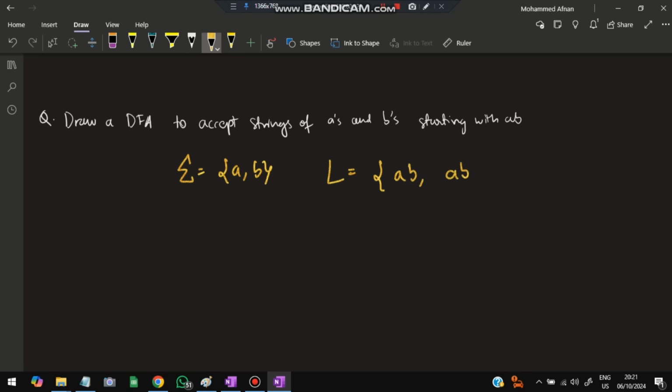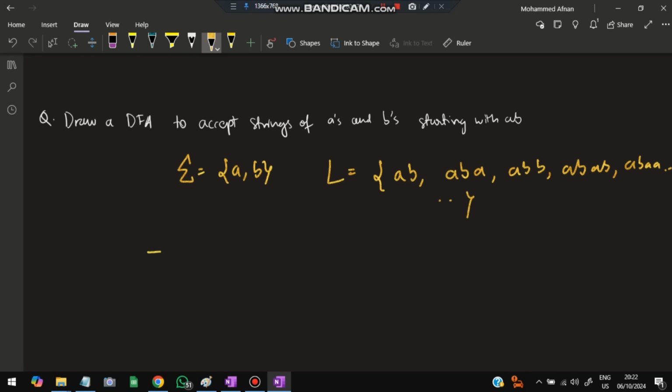Starting with AB and then followed by any number of A's and B's, any combination of A's and B's: AB then A, AB then B, AB then AB, or AB then AA, and so on. So n number of strings you can form here, starting with the main string AB.